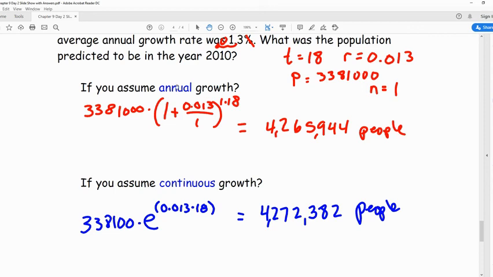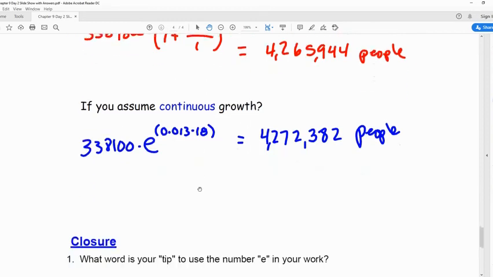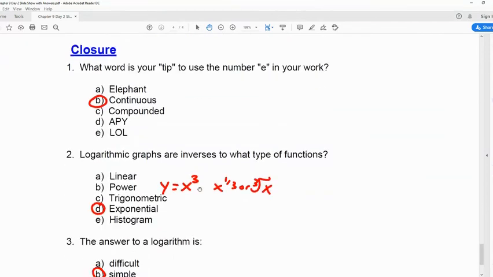So when we're looking at the question, we need to figure out which formula should we use. And there's a word that's going to help us figure out which one we should be using, the continuous idea. All right, so then what tip to use the number e in our work? That's going to be continuous.